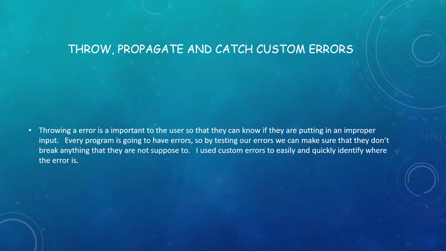Here's how to throw, propagate, and catch custom errors. Throwing an error is important to our users so they can know if they're putting in the improper input. Every program is going to have errors, so by testing our errors, we can make sure they don't break anything that they're not supposed to. I use custom errors to easily and quickly identify where the error is.